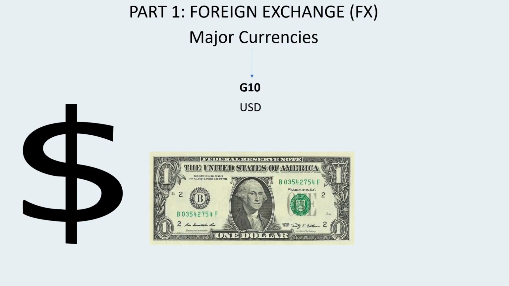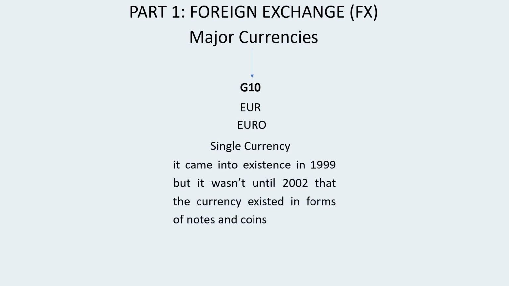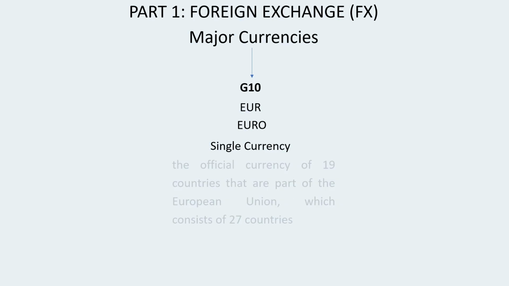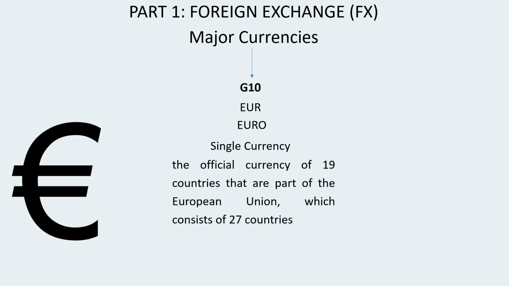The next most important currency in the G10 list is of course the euro, EUR under the ISO code. It is also known as the euro or the single currency, and it came into existence in 1999, but it wasn't until 2002 that the currency existed in forms of notes and coins. It is the official currency of 19 countries that are part of the European Union. And the note looks like this.